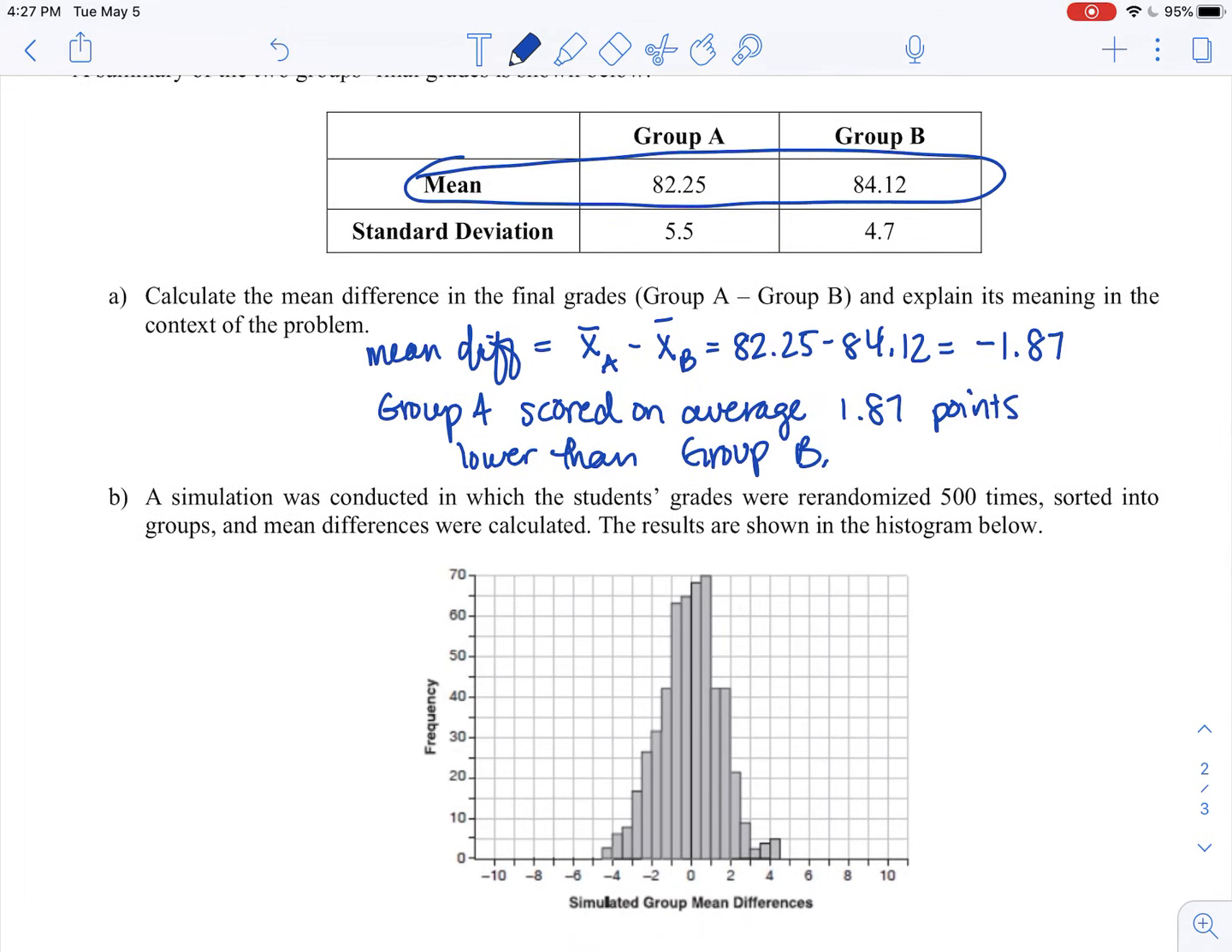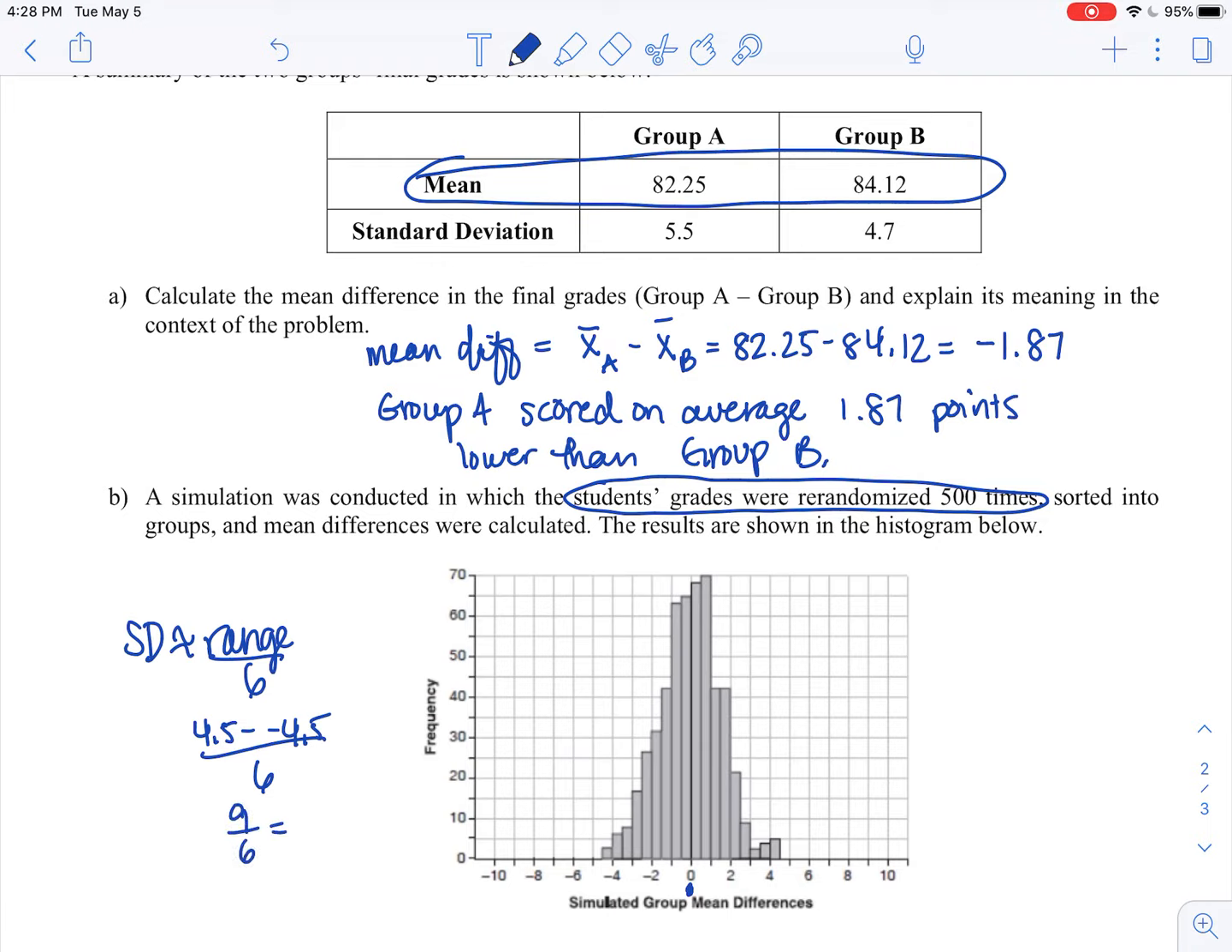So what happens is there's a simulation that was run where the student grades were re-randomized, meaning they were just put into different groups and different groups, and eventually the mean differences were calculated to give you a distribution. And as I said before, you can see how it looks like a symmetric distribution. Let's say that the mean, the middle of our data set, is basically at 0. If you had to approximate the standard deviation, again, you would do range divided by 6. This is more of an approximation than the true method, but you can still draw your conclusions very well from this. It looks like our highest value is around 4.5, and my lowest value is around negative 4.5. 9 divided by 6 comes out to be about 1.5. So that's my standard deviation.